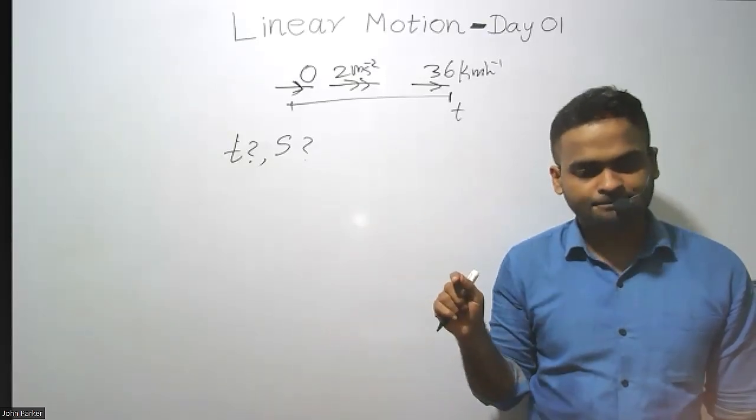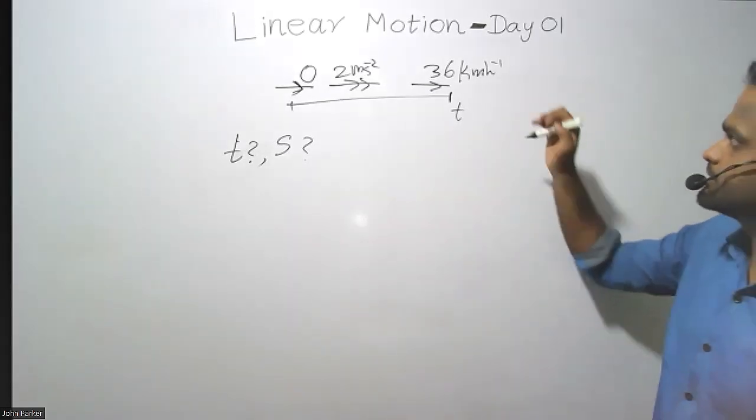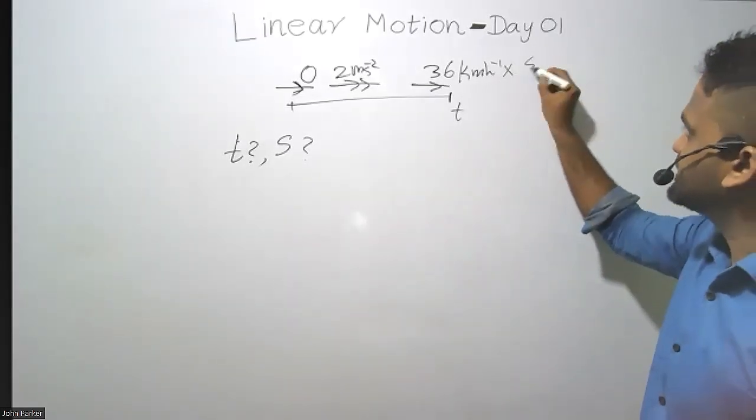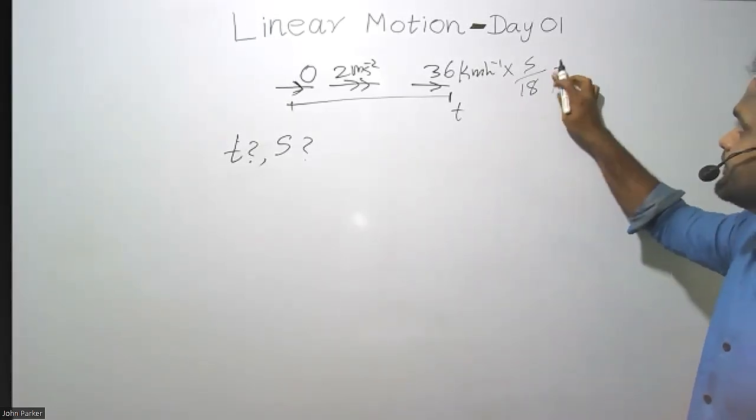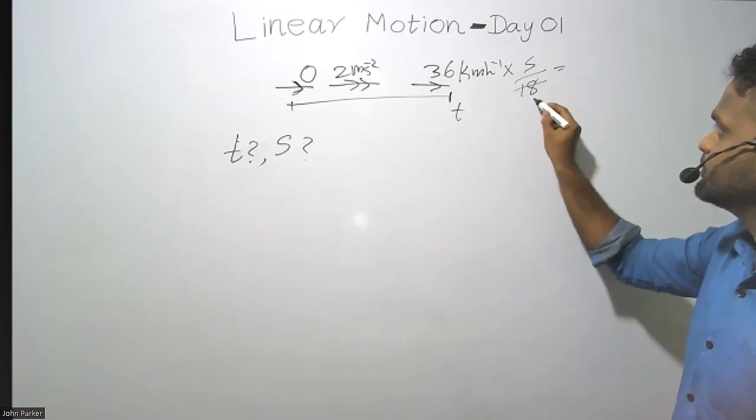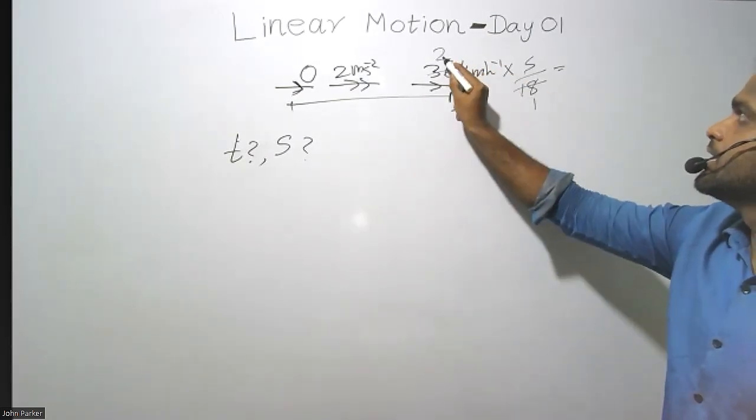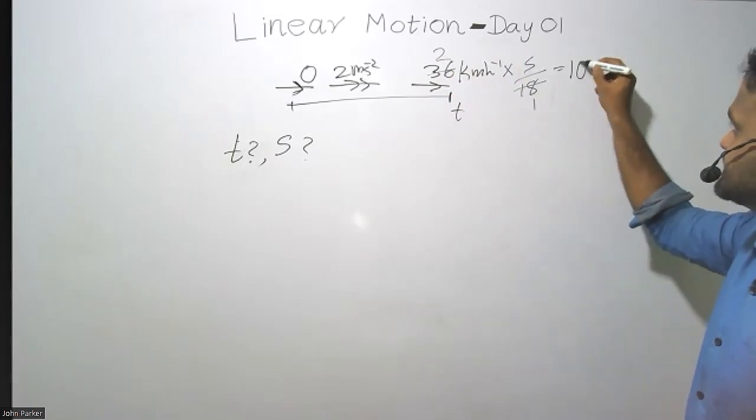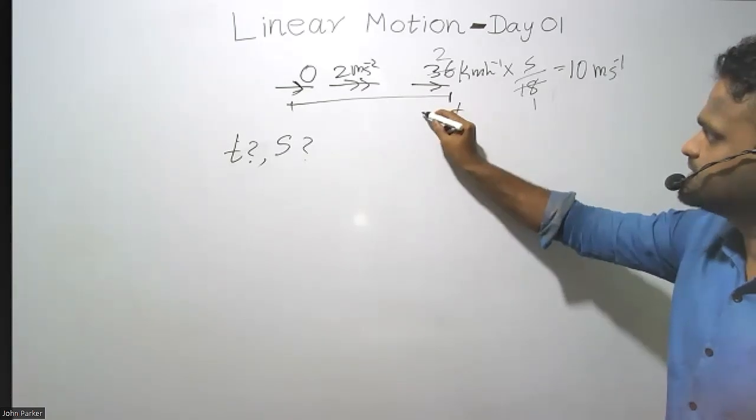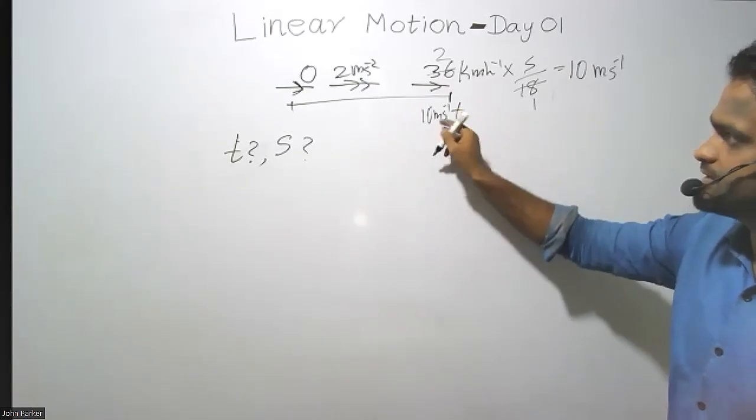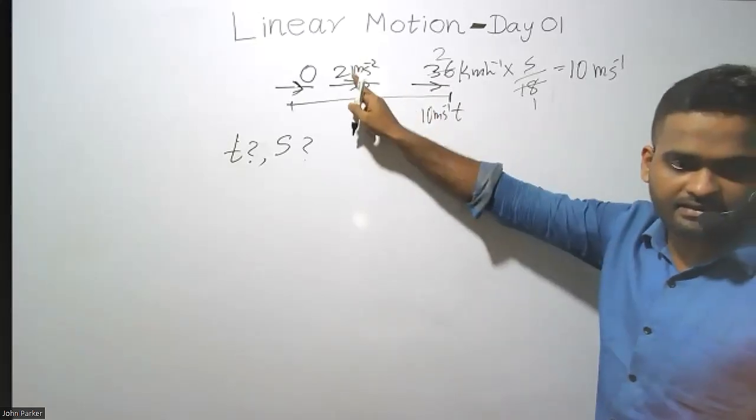How do you do that? You have to remember this, right? You just have to multiply this by 5 over 18. You have to remember this, 5 over 18. So 36, 18 has 2 18s, 2 times 5. So that is 10 meters per second. So the speed gained is 10 meters per second. It is the final velocity. This is the initial velocity, this is the final velocity, and this is the acceleration.